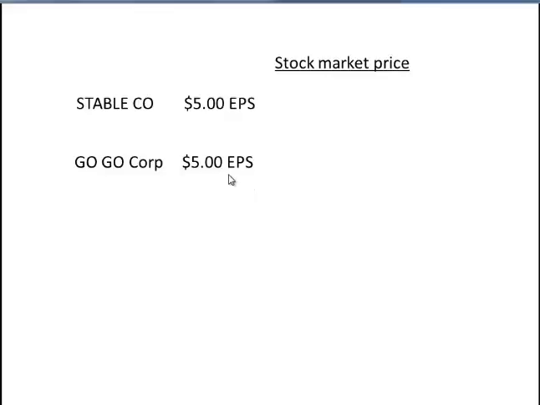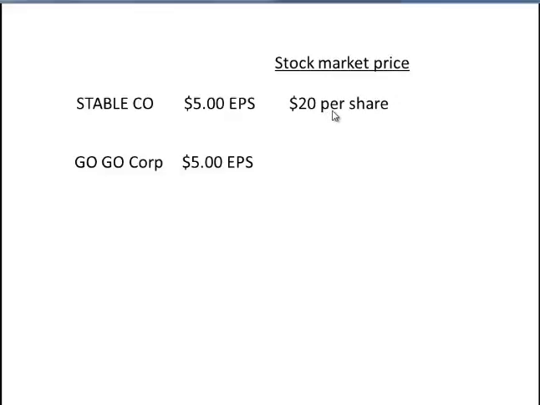Now, if you take a look at this, both Stable Company and GoGo Company have earnings per share of $5. So in theory, you would think that the market would value both of those stocks at about the same price. But the market will not, and probably the major reason in this case is because Stable Company has stable earnings and it doesn't go up, doesn't go down much. GoGo Corporation's earnings are steadily increasing.